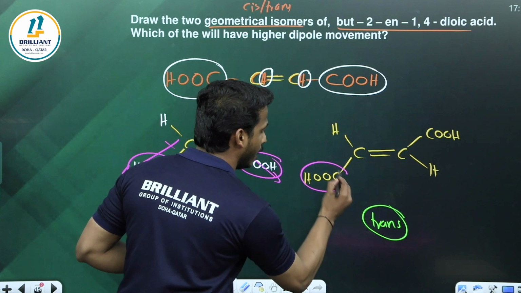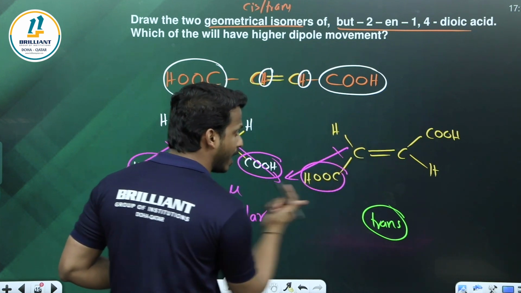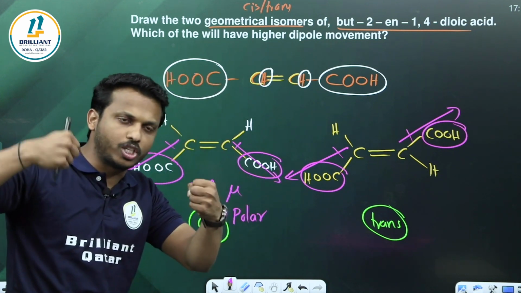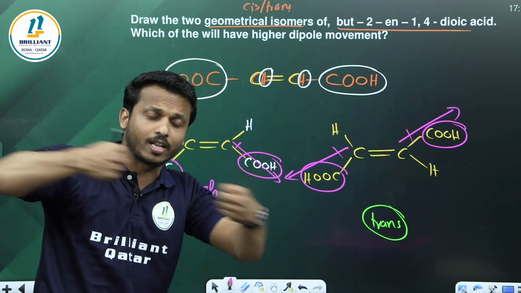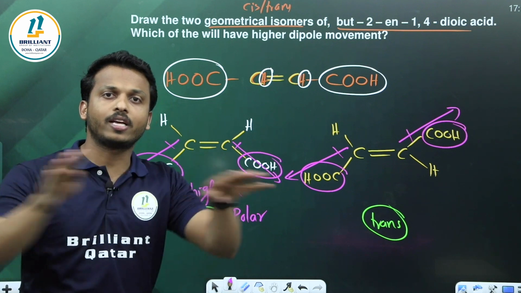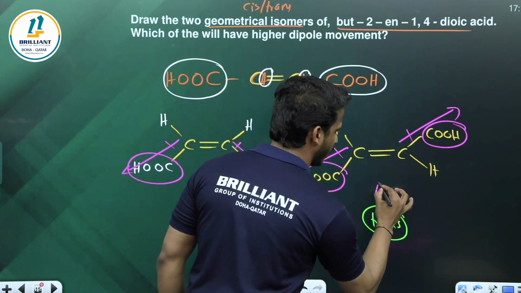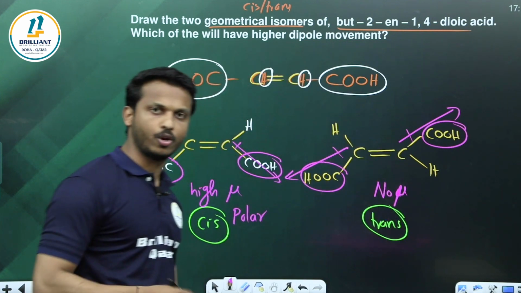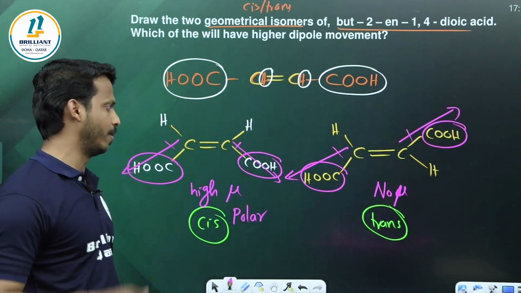In the trans acid, this acid pulls in this direction and that acid pulls in the other direction. These two same species pull with the same strength from opposite directions. What happens? They cancel each other. So the dipole moment of the compound is 0. No dipole moment, or it is very small. Mu means what? Dipole moment, right?